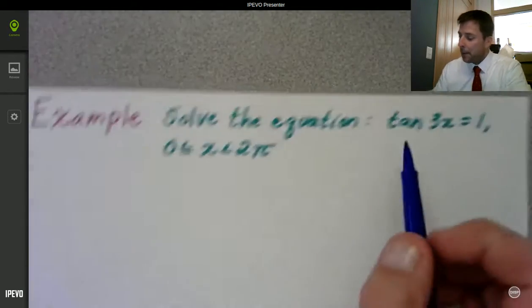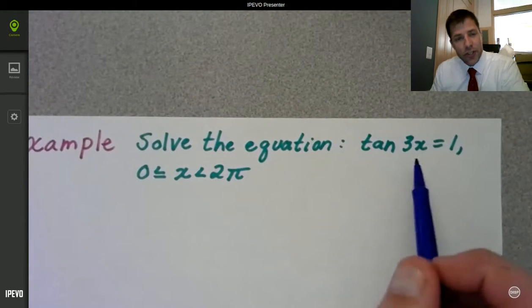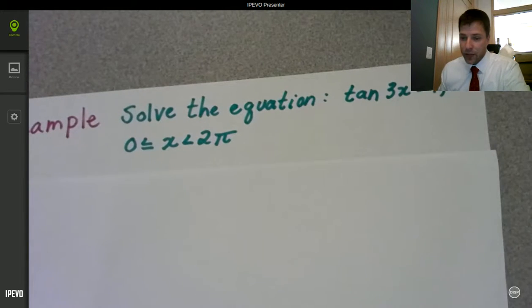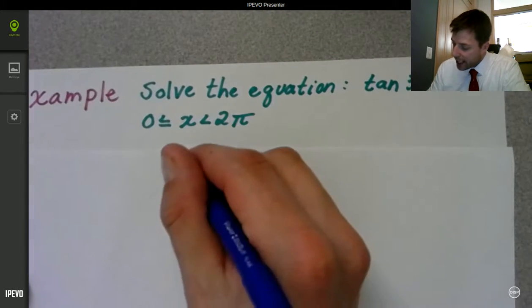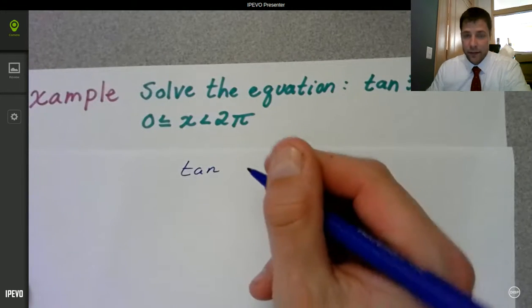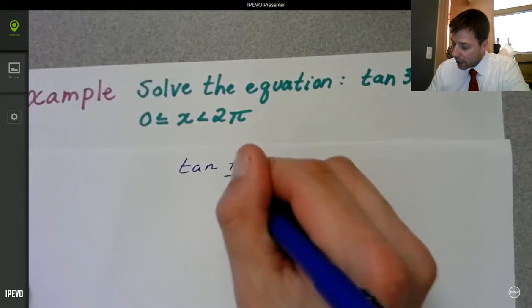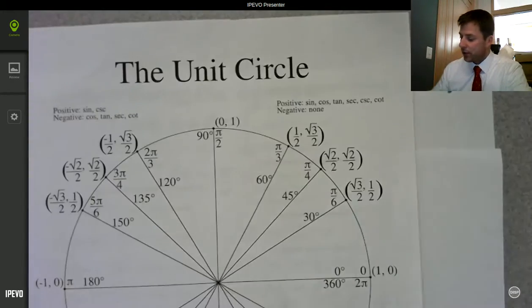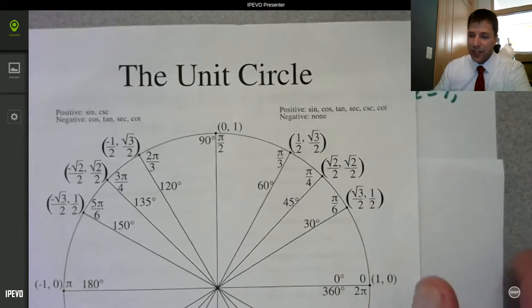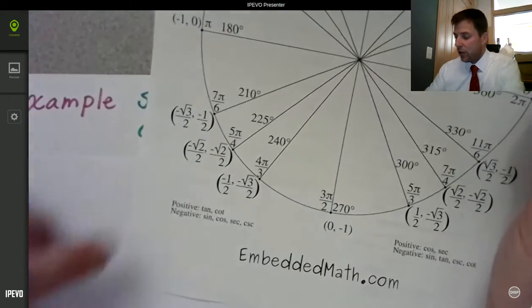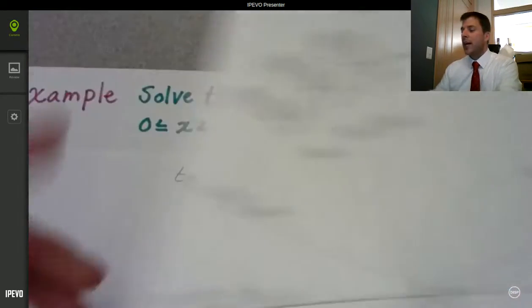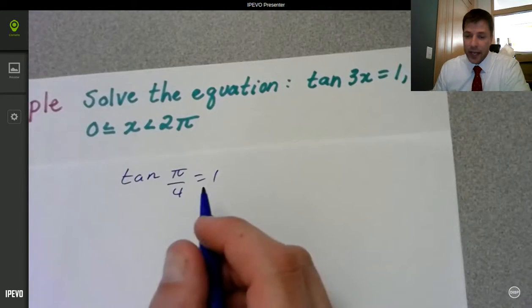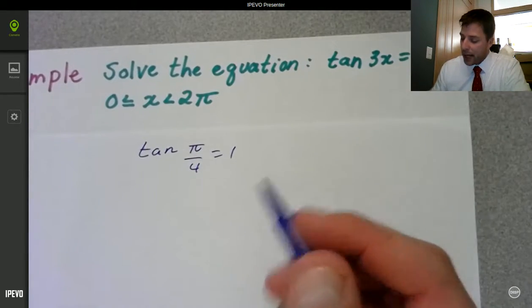Okay, so we have tangent of 3x equals 1. We're going to solve that equation on the interval from 0 to 2 pi. So here's what we know. We know that tangent of pi over 4 equals 1 on the interval. That's what we know from our unit circle, pi over 4. It also equals that at 5 pi over 4, but we're not going to use that right now.